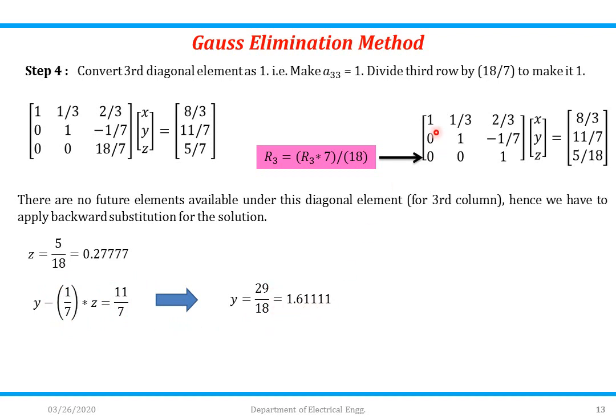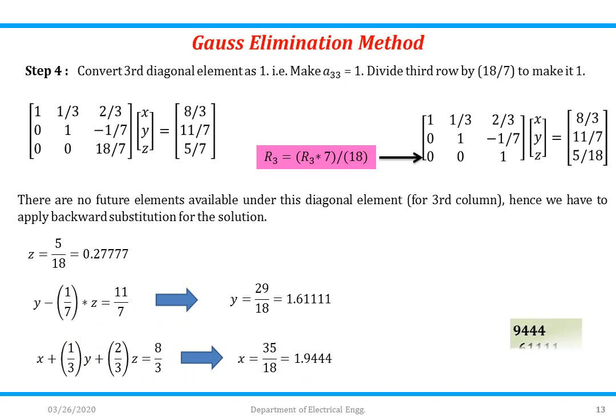And what is the last equation? 1 into x plus 1 by 3 into y plus 2 by 3 into z equals 8 by 3. So write this equation, and again what to do? Whatever values you got for y and z, substitute them here and transfer both terms towards the right hand side. So you can get the value of x as 35 by 18, equal to 1.9444. So finally you can write x equals 1.944, y equals 1.611 and z equals 0.2777.